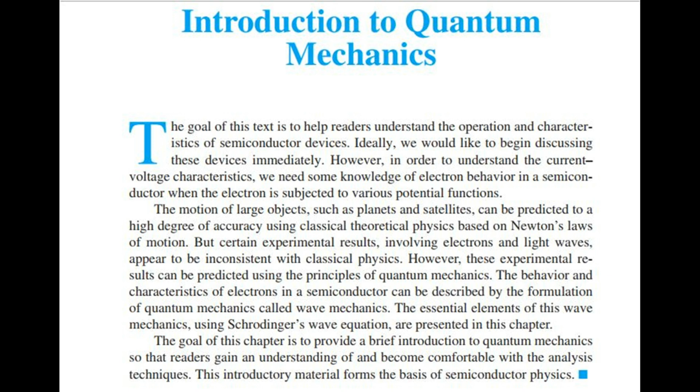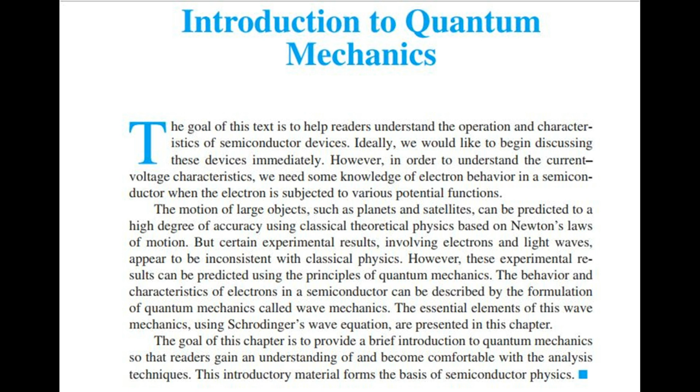The motion of large objects, such as planets and satellites, can be predicted to a high degree of accuracy using classical theoretical physics based on Newton's laws of motion. But certain experimental results, involving electrons and light waves, appear to be inconsistent with classical physics. However, these experimental results can be predicted using the principles of quantum mechanics.